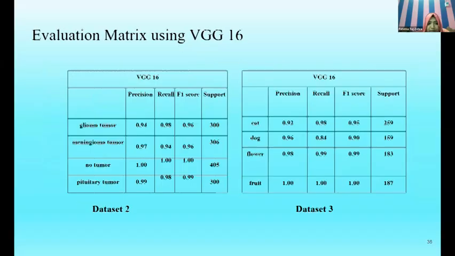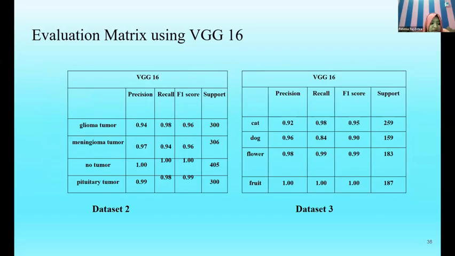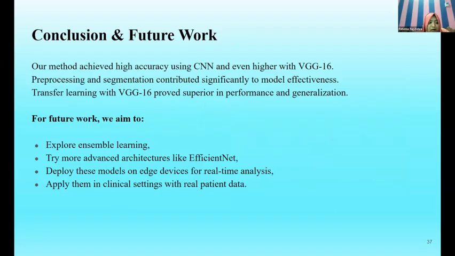This is the evaluation matrix for VGG16. Same as in tumor images, VGG16 performs better in detecting and classifying tumors, in terms of the regular images or the natural images. Here the precision, recall, and F1 scores are better in tumor datasets.